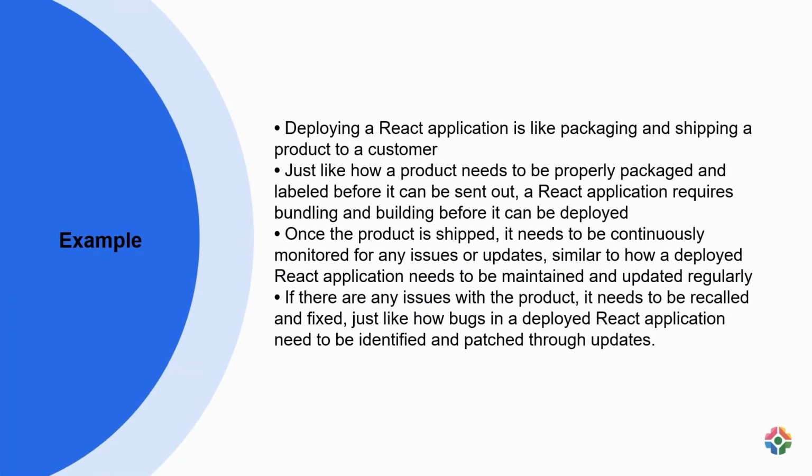Deploying a React application is like packaging and shipping a product to a customer. Just like how a product needs to be properly packaged and labeled before it can be sent out, a React application requires bundling and building before it can be deployed. Once the product is shipped, it needs to be continuously monitored for any issues or updates, similar to how a deployed React application needs to be maintained and updated regularly. If there are any issues with the product, it needs to be recalled and fixed. Just like how bugs in a deployed React application need to be identified and patched through updates.